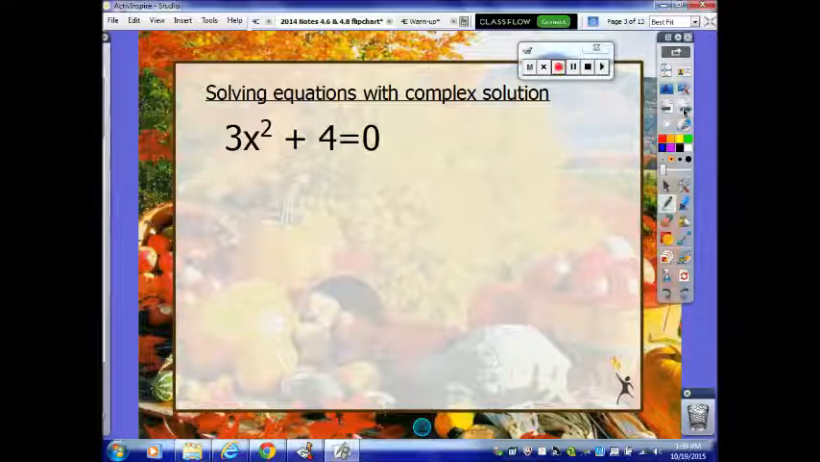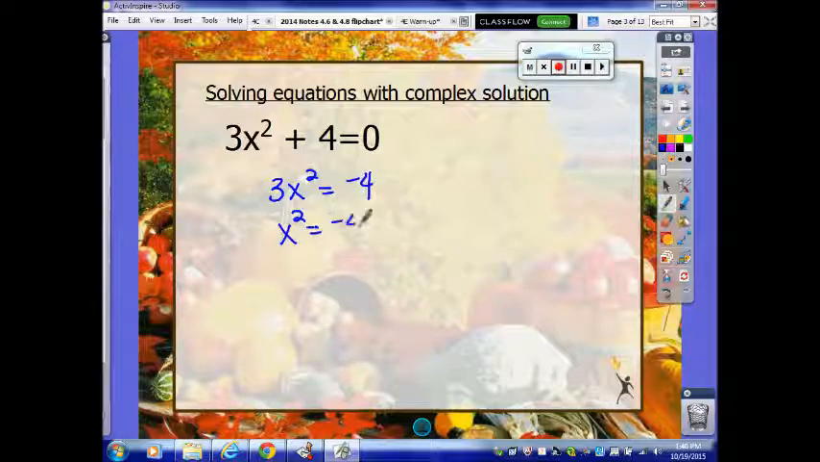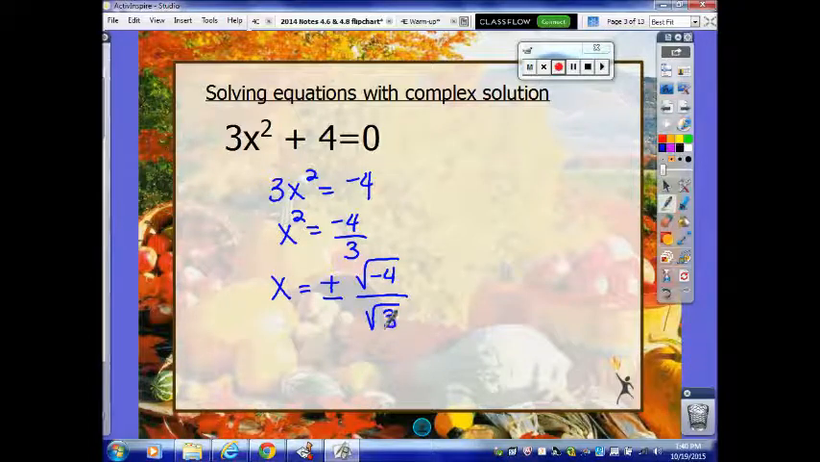Let's solve it now. Because there's only one x squared term, we can isolate our x squared term. So we're going to get 3x squared equals negative 4. Divide by 3. Square root both sides. Now here again we have two solutions. We still have to remember to have our plus or minus. So we're going to have the square root of negative 4 over the square root of 3.